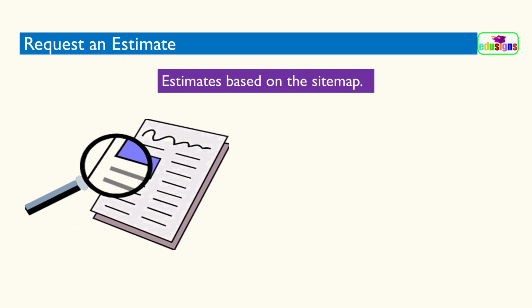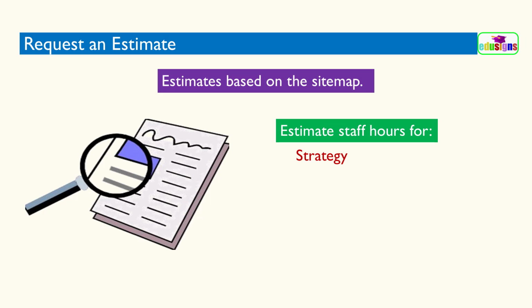Fourth, request an estimate. Base your estimate on the site map. Strategy. What information to include and the best way to say it. Writing and search engine optimization. Write content so search engines can easily find and index it. Design. Determine what information is best communicated graphically and design graphics.